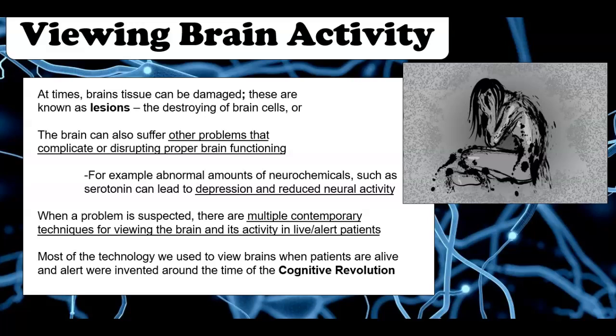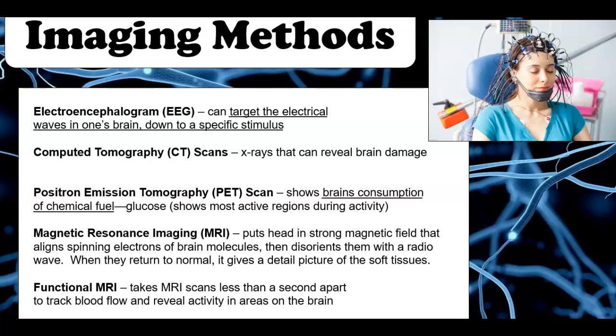There are multiple contemporary techniques for viewing the brain and its activity in live and alert patients. More technology was used to view the brain, so patients are alive and alert, and this happened around the cognitive revolution. I think you remember these. These are the different machines we use in order to scan your brain. I would be shocked if this was mentioned on the FRQ, but it is good to go over them.